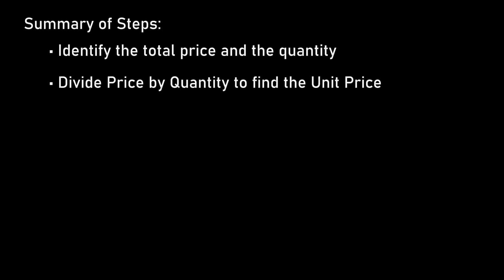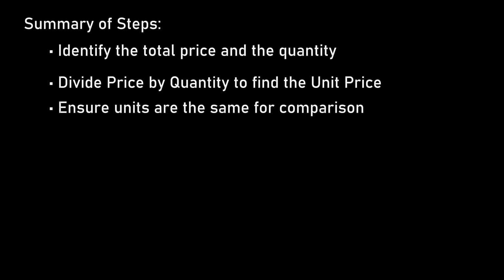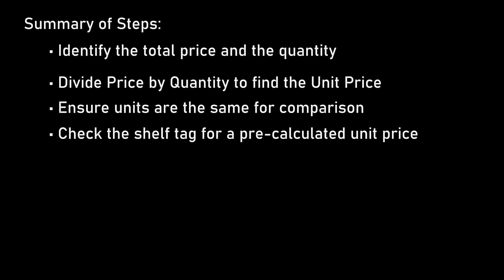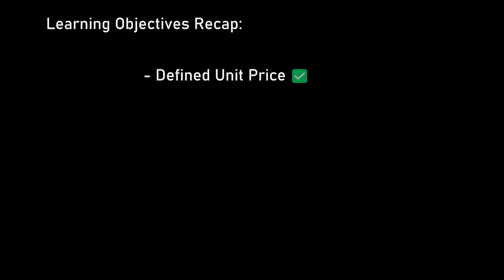First, identify the total price and the quantity. Next, divide the price by the quantity to find the unit price. Then, ensure the units are the same for comparison. Finally, check the shelf tag for a pre-calculated unit price. Remember, the goal is not just to buy the cheapest item on the shelf, but to get the most value for your money. We've covered how to define unit price, how to calculate it using division, and how to spot it on store labels.